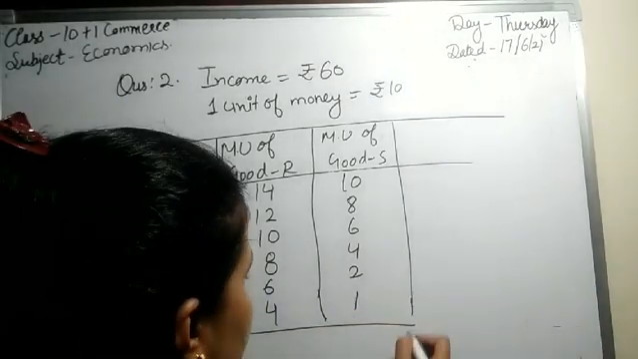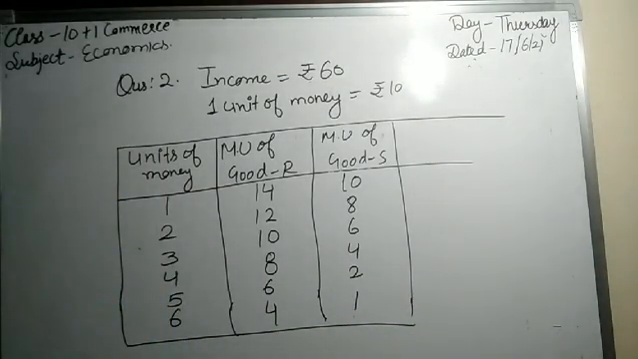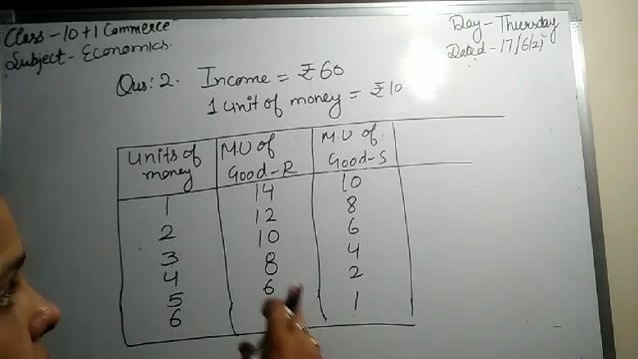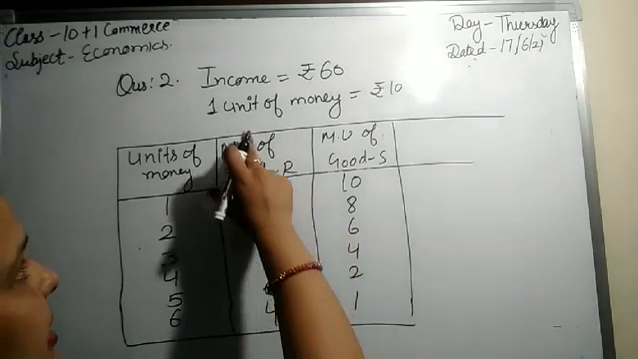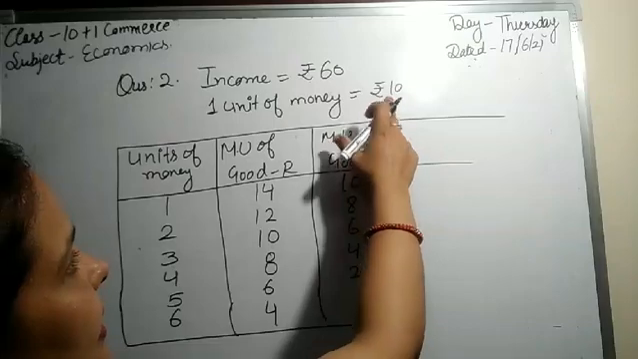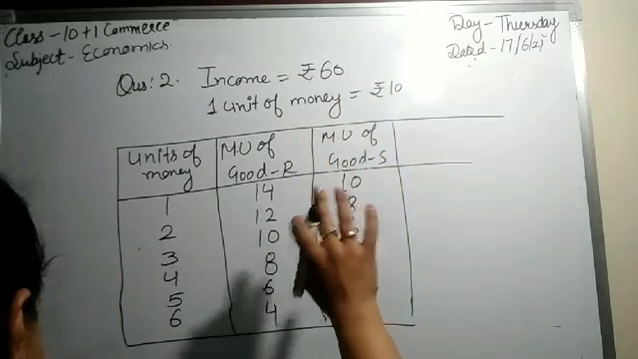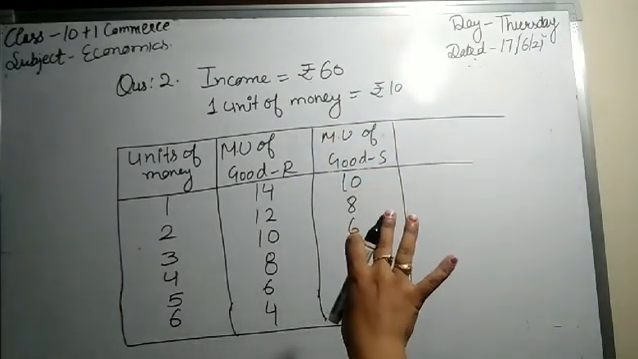So I told you earlier that when the consumer is in equilibrium in the case of two commodities, he spends his income in such a way that he gets equal utility. Okay, so he gets equal utility, equal satisfaction.